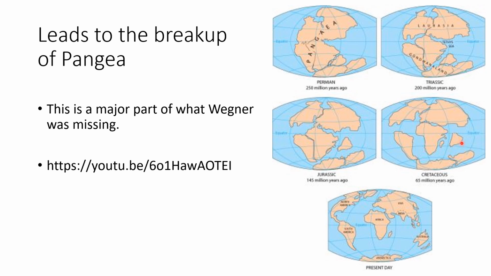This is India right here. It's sliding around by itself at that point. It's about to run up into Asia here. That impact is still going on. We'll talk about that in Convergent. And then eventually you get to the present day, and you have the continents as we see them now. So this is the stuff that Wegener was missing when he tried to explain his intuition about the Pangea idea.